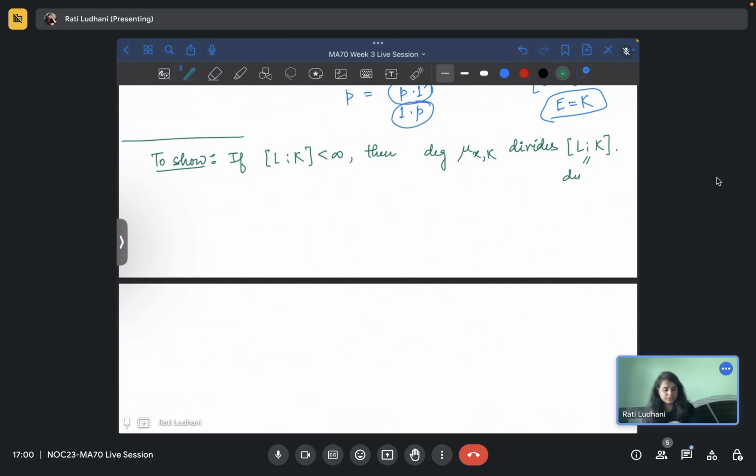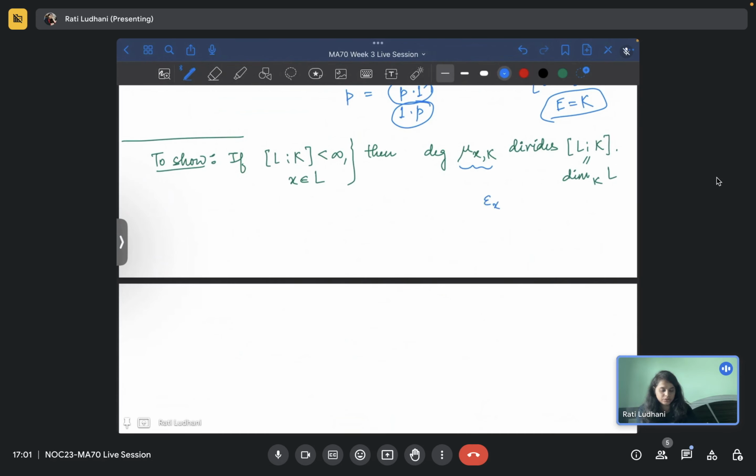This is a dimension, so it makes sense to divide, where x belongs to L. So these two things we have. Then the degree of mu_x,K divides [L:K]. Okay, so how shall we proceed? So mu_x,K, again, that is a minimal polynomial.